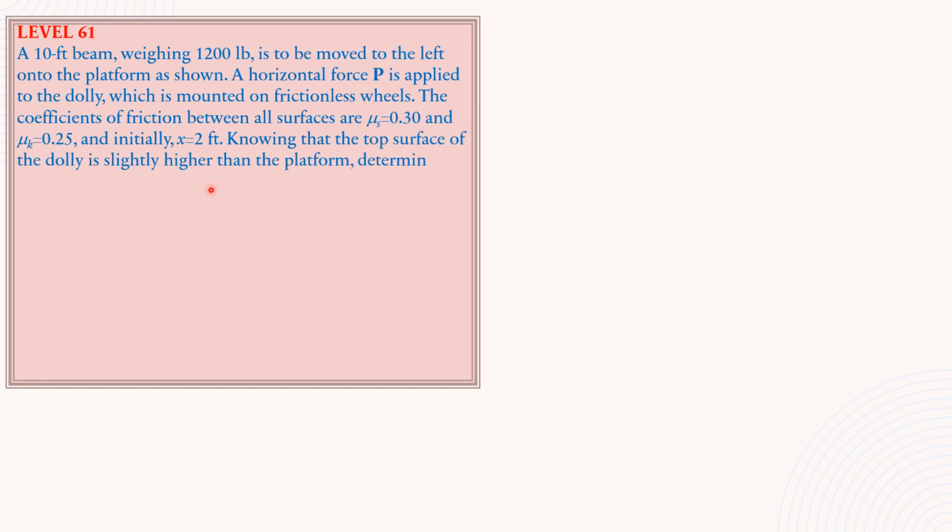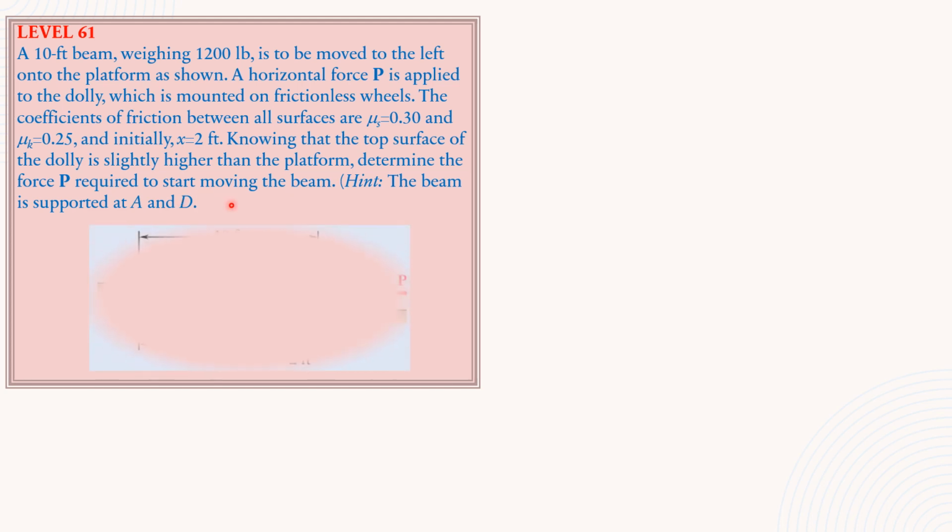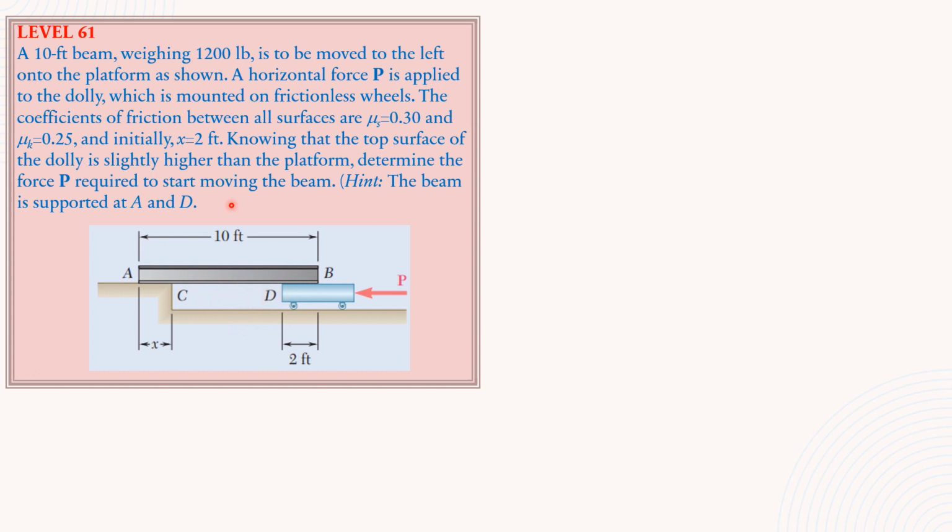Knowing that the top surface of the dolly is slightly higher than the platform, determine the force P required to start moving the beam. Hint: the beam is supported at A and D because the dolly is slightly higher than that of the platform.